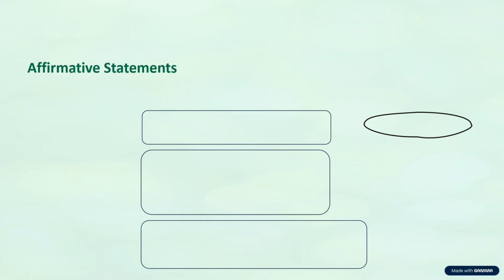Now let's look at affirmative statements with other verbs in the simple present. These are sentences that show regular actions, habits, or facts. Let's go through some examples with different subjects. For I, we can say, I play football. Here, I is the subject, and play is the base form of the verb, showing a regular activity.